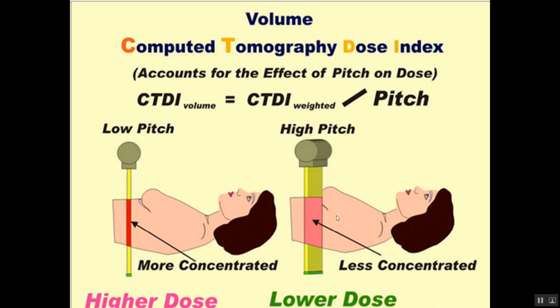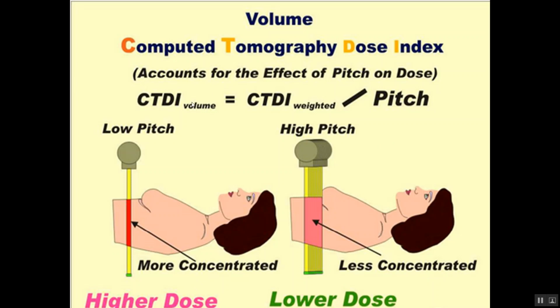So now, this is an example. For instance, this is higher dose and this is lower dose. Here the pitch factor is low pitch and this is high pitch. High pitch enables you to scan and make the dose less concentrated, less absorbed, so the dose will be lower. But here the table movement is very slow, so the dose will be more concentrated, so it will give the patient a higher dose. So the term is CTDI volume.